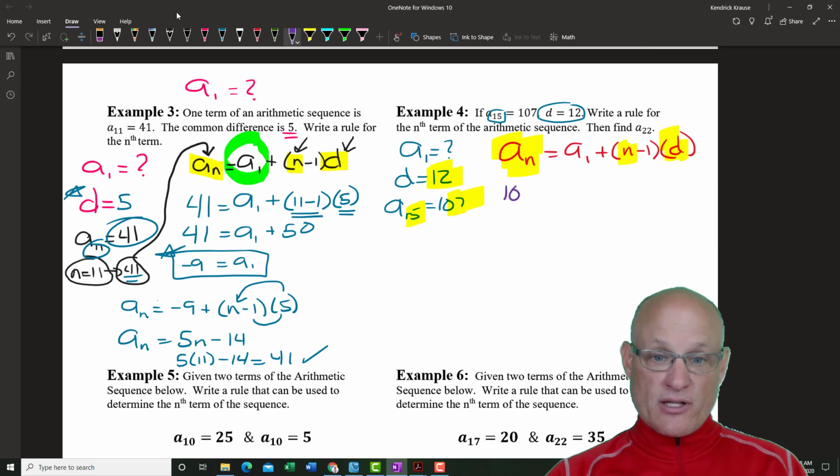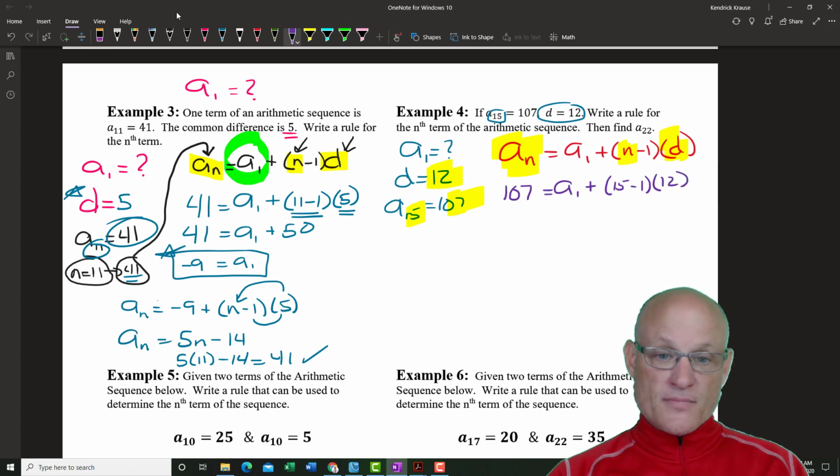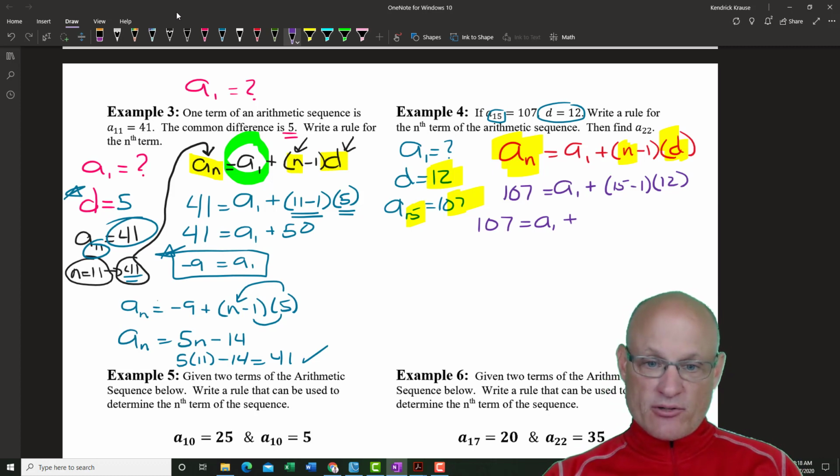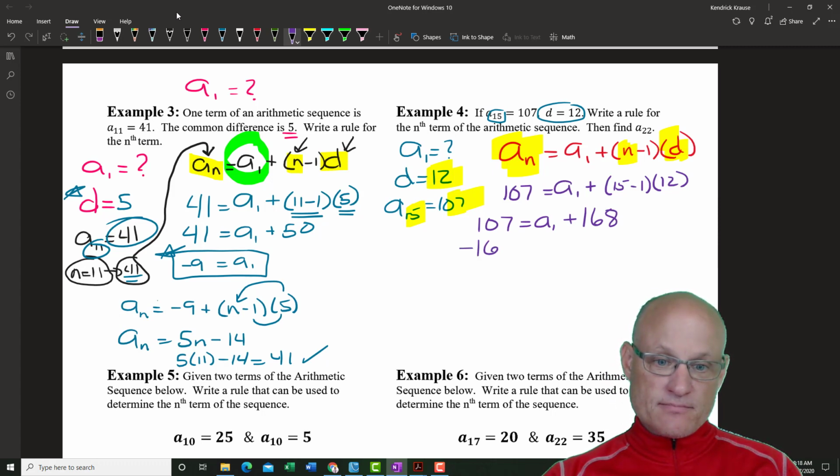So 107 goes on the left, is equal to, we don't know, plus 15 minus 1 times 12. So 107 is equal to a sub 1 plus, now this is 14 times 12, which I believe is 168. Subtract 168, and I think you get negative 161. I'm going to check all this math in a second.